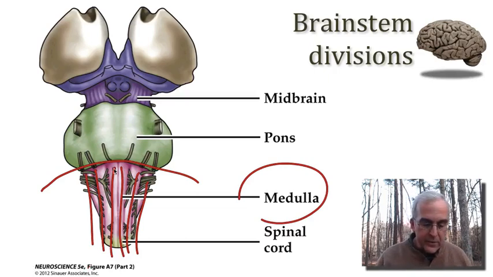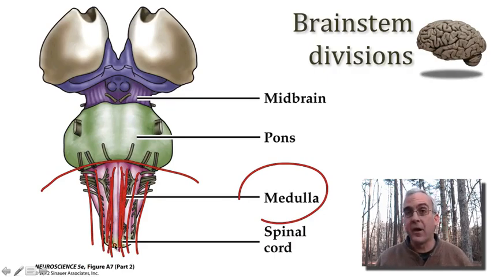The medial of these 2 bulges is very important. We'll spend a lot of time talking about those structures, that's the medullary pyramid. That's the corticospinal tract that allows the cortex to control the actions of the spinal cord.